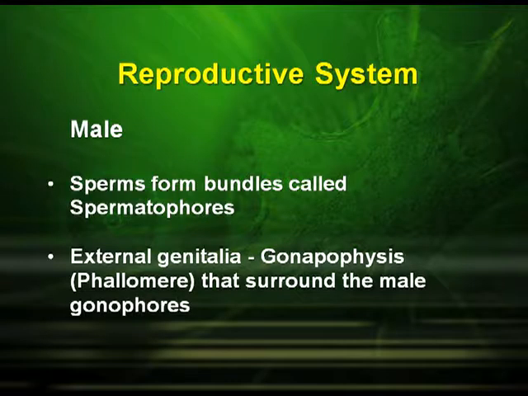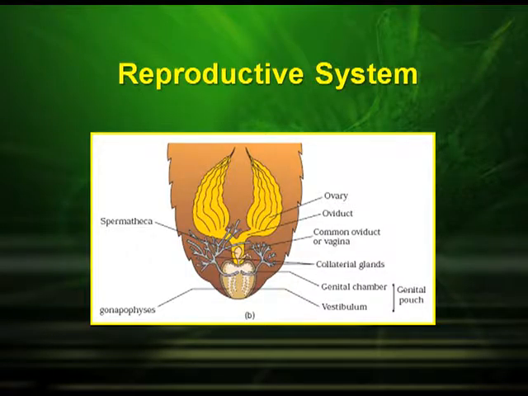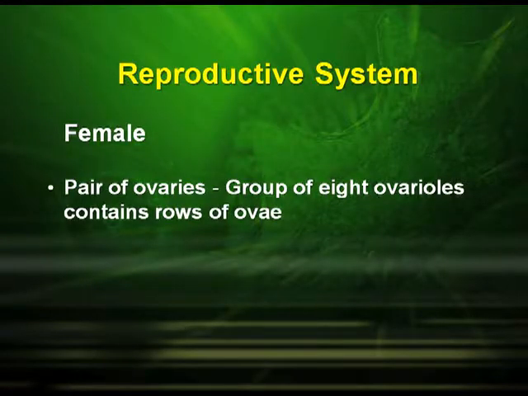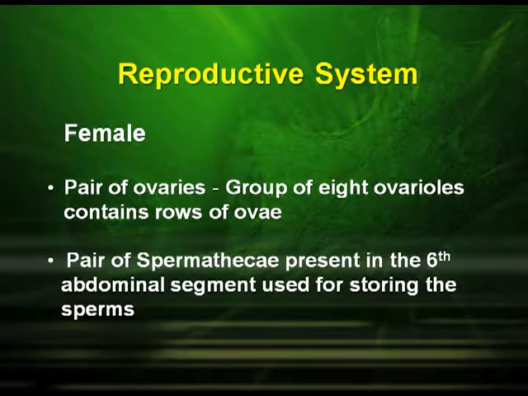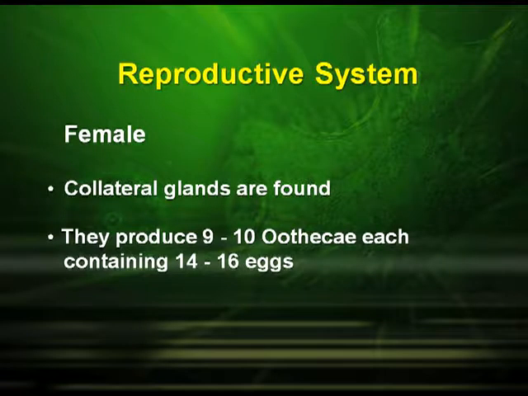Regarding the female reproductive system, the female has a pair of ovaries, each actually a group of 8 ovarioles which contain rows of ova. It has a pair of spermatheca present in the 6th abdominal segment, which is used for storing the sperms. The collateral glands are found in the female, and they produce about 9 to 10 ootheca, each containing about 14 to 16 eggs.